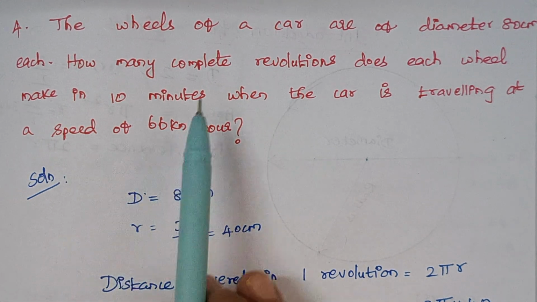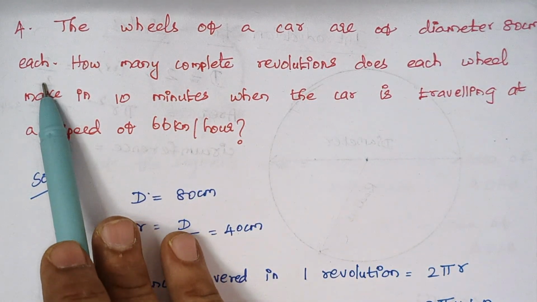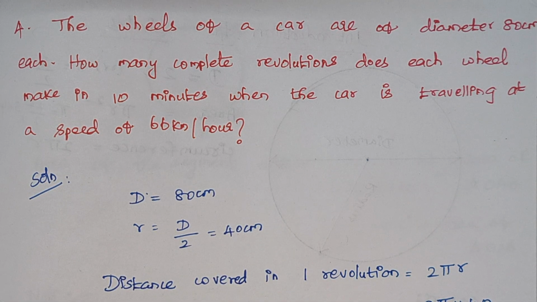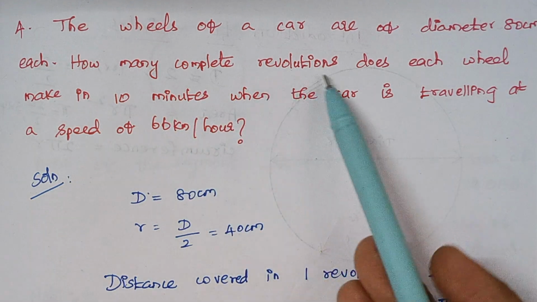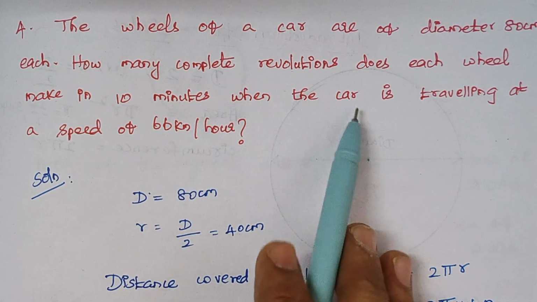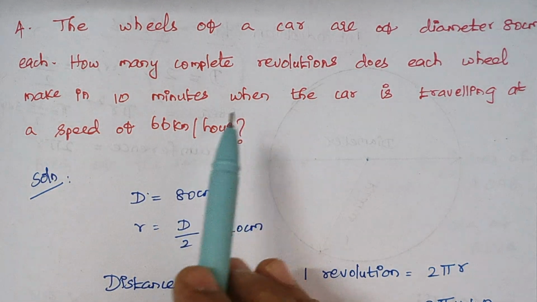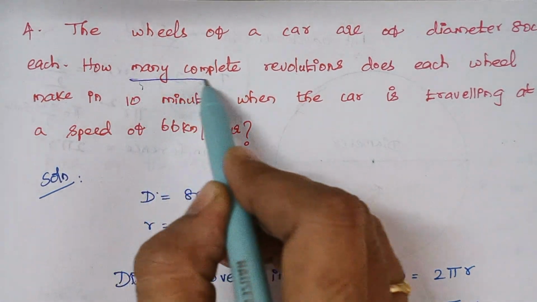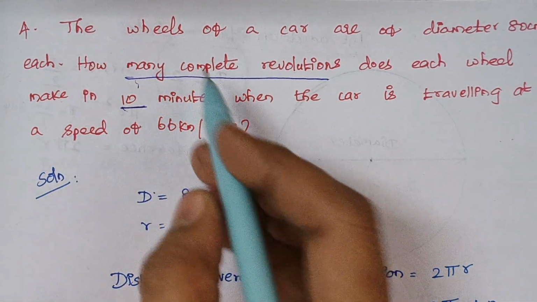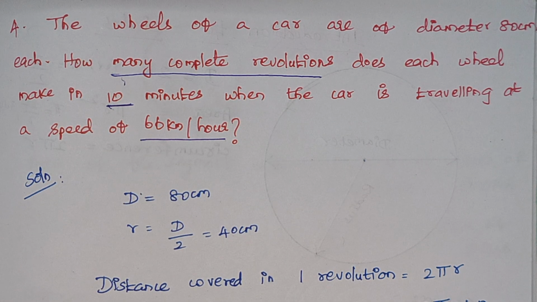The problem is, the wheels of a car are of diameter 80 centimeter each, right? We are having a car, and the wheel of the car has a diameter of 80 centimeter. How many complete revolutions does each wheel make in 10 minutes when the car is traveling at the speed of 66 km per hour? So here we have to find how many revolutions the wheel of the car makes in 10 minutes if the car runs at a speed of 66 km per hour. I hope you people understand this.